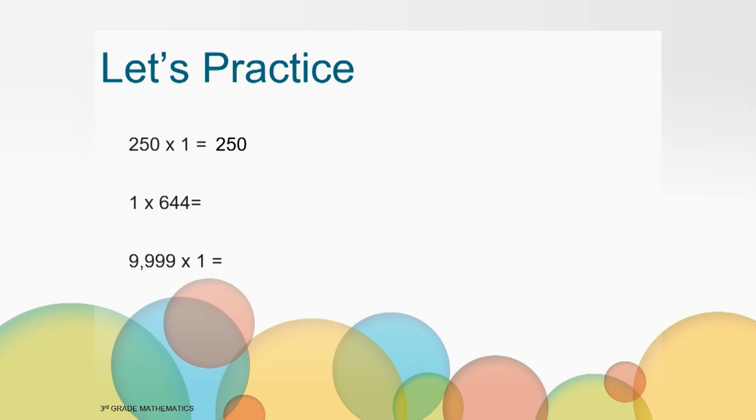Let's go to the next one. If I have 1 times 644, that's one group of 644, so it equals 644. Wow, here's a big number, 9,999 times 1. Well, if I think about how I only have one group of 9,999, then that's my answer.